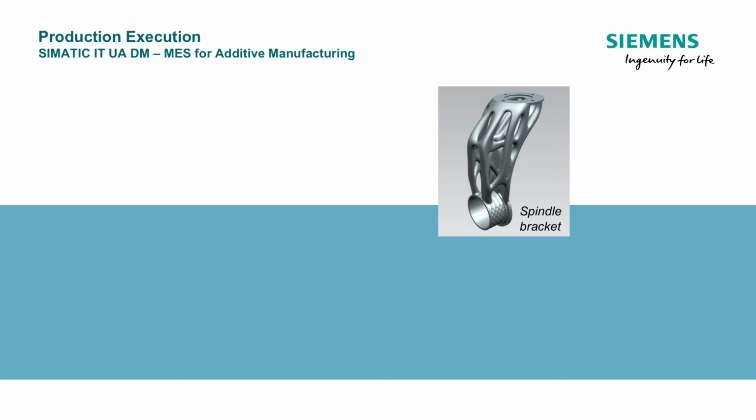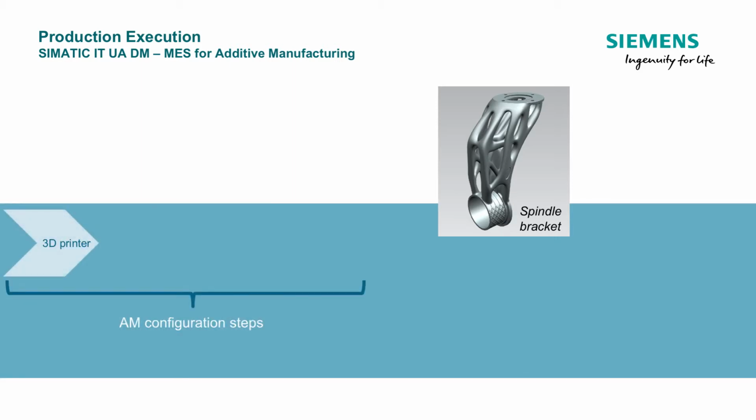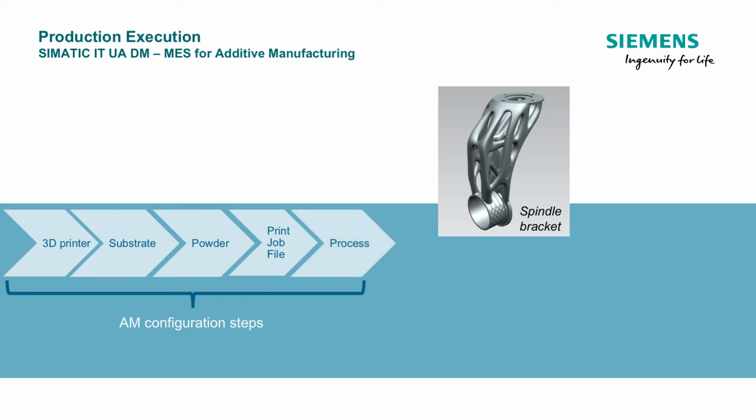The UADM solution includes functionalities that can support all of the configuration, execution, and collateral processes concerning additive manufacturing that are visible in the reference process. First of all, the entities must be modeled: the 3D printer, the substrate, the powder materials, the print job file, and eventually the manufacturing process that defines the relation between the previously modeled objects by specifying when and where they must be used and how they are equipped with work instructions.